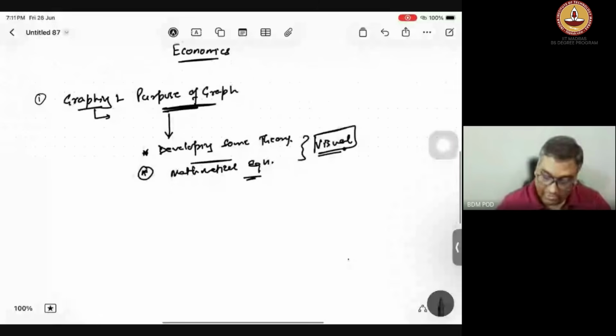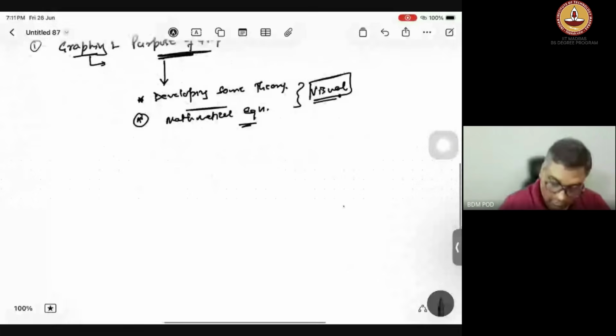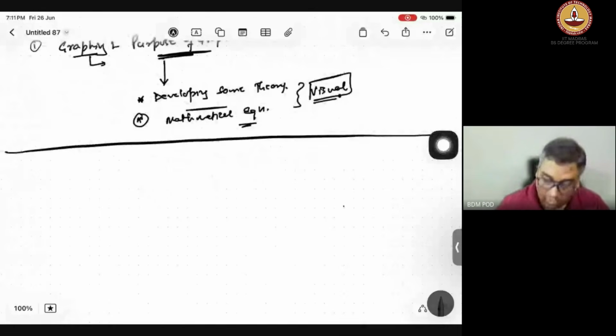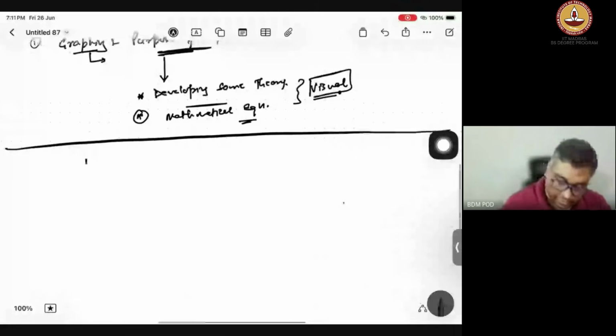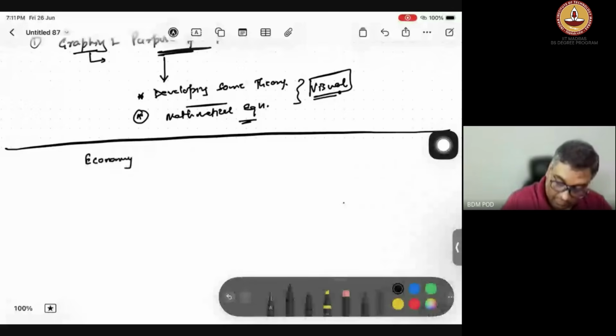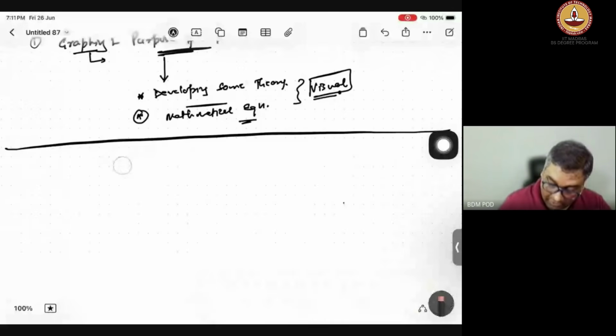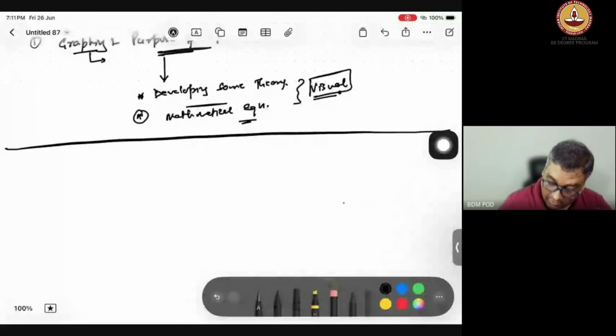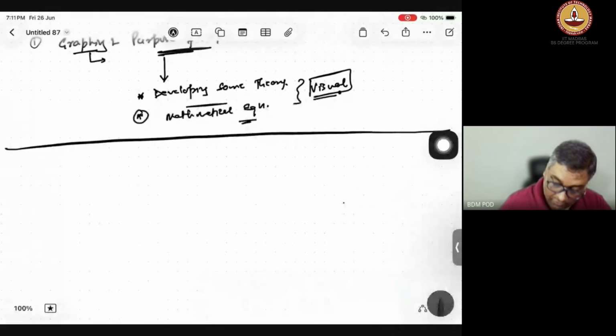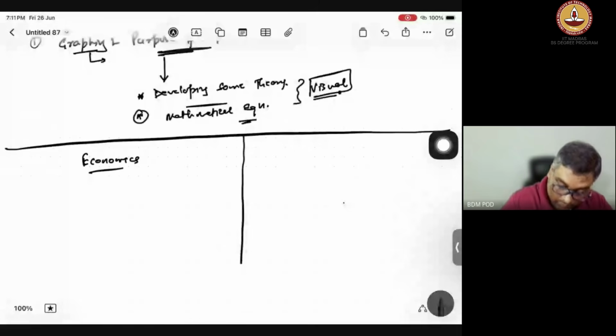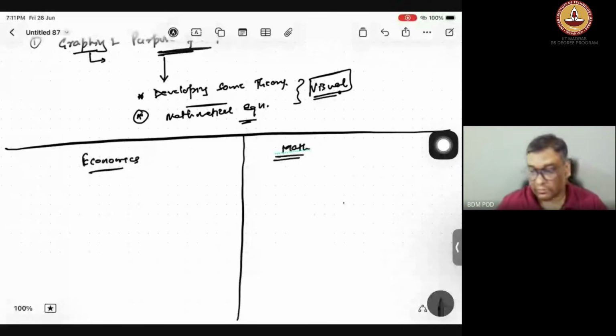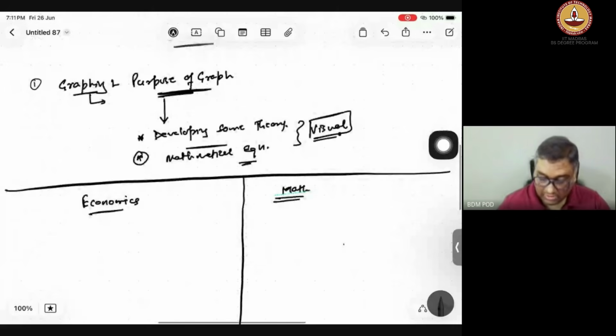If you are discussing the graphs, there are two forms we are going to study today. First is the economics perspective. We are understanding why the graphs are useful and what type of graphs we are using. So first is the economics point of view. The other is the mathematical point of view. In terms of math, what exactly are you going to understand from the graph, right?